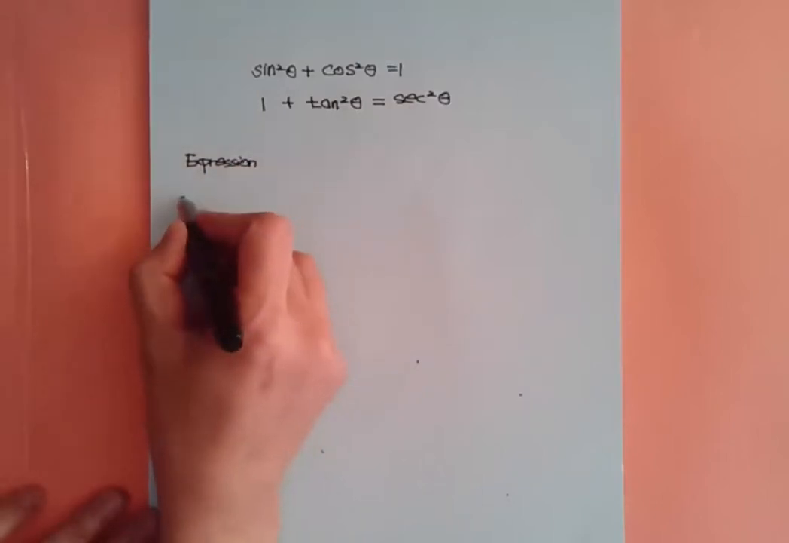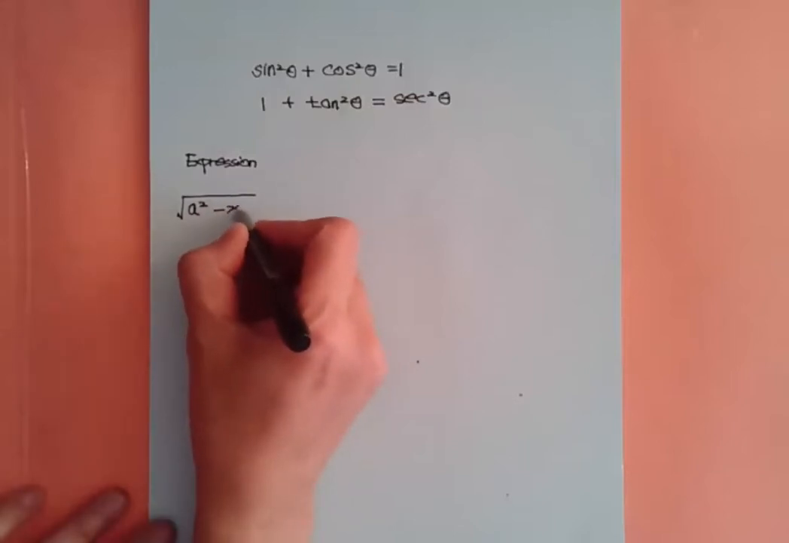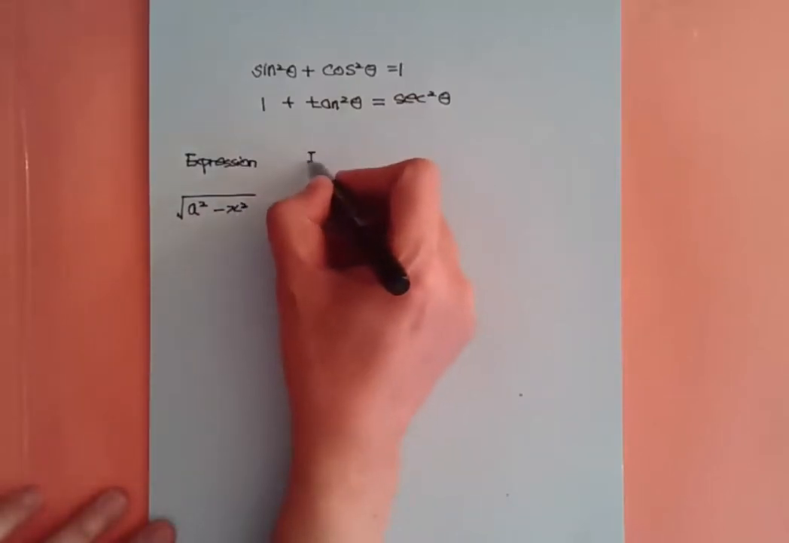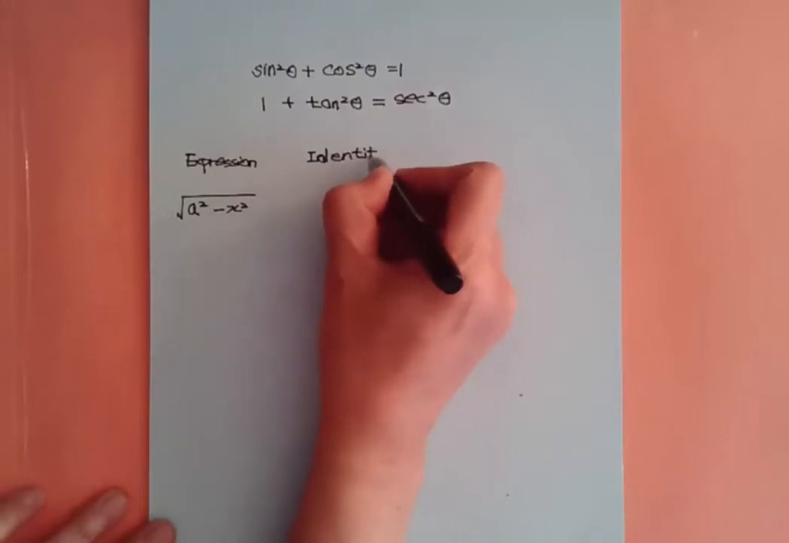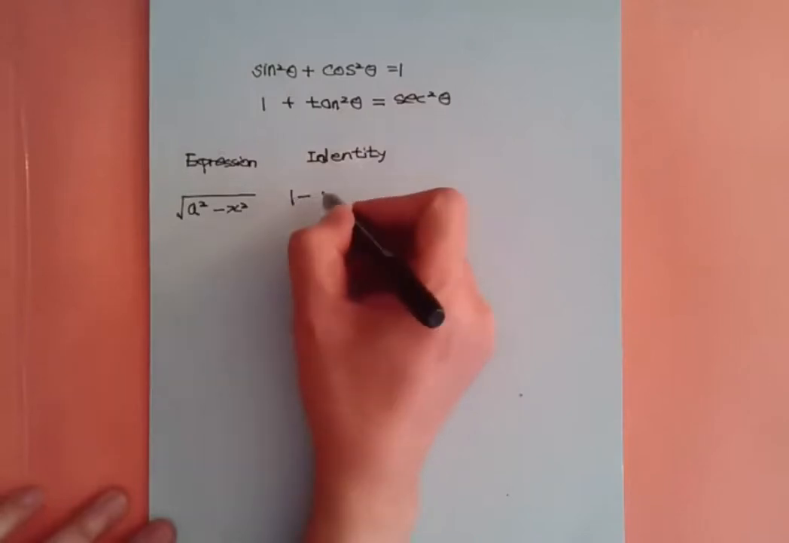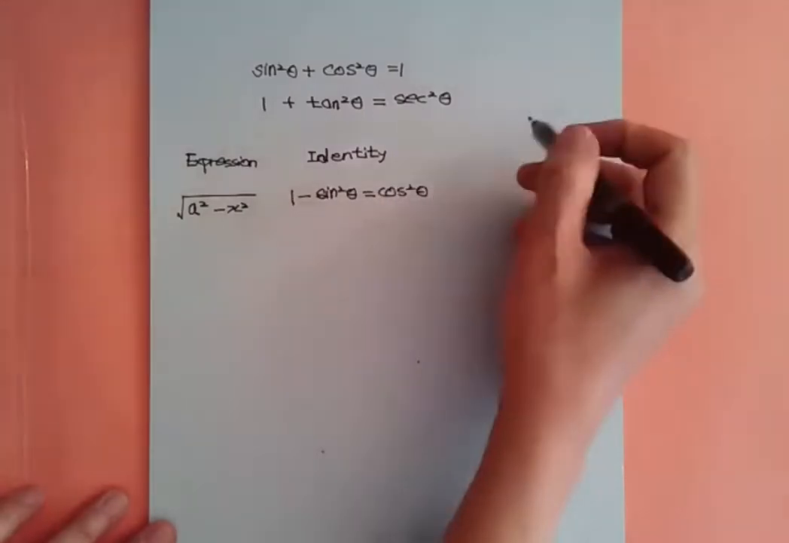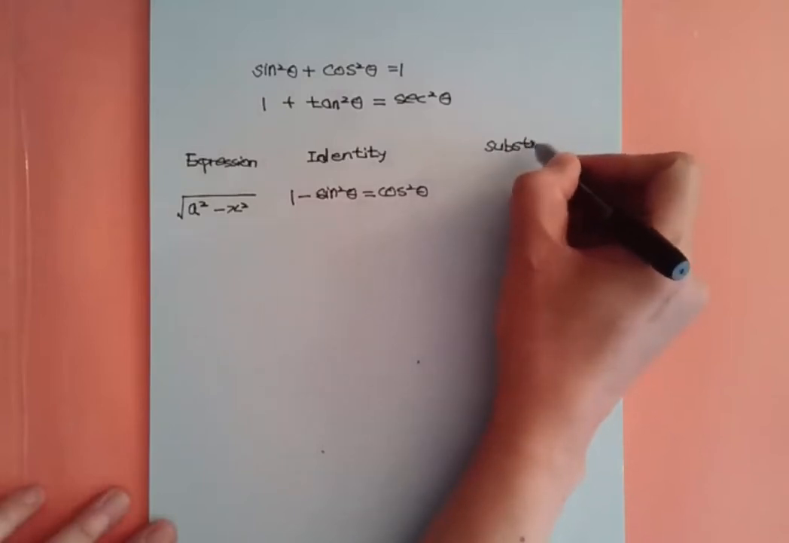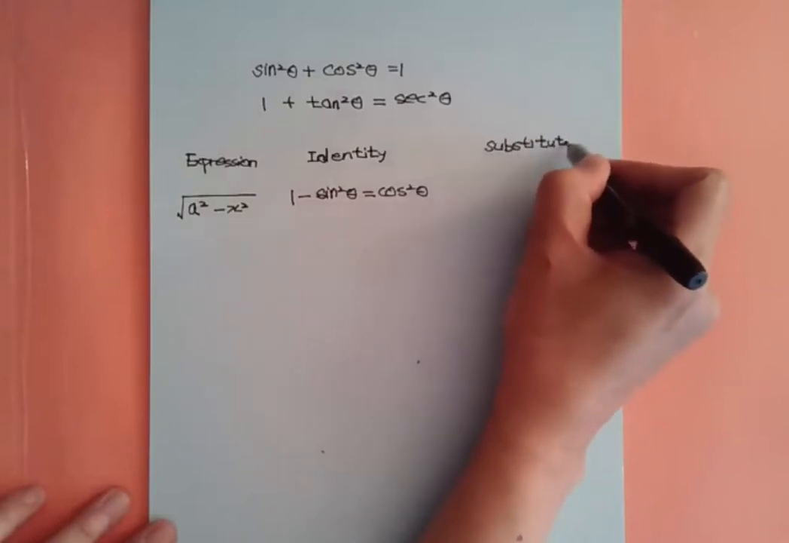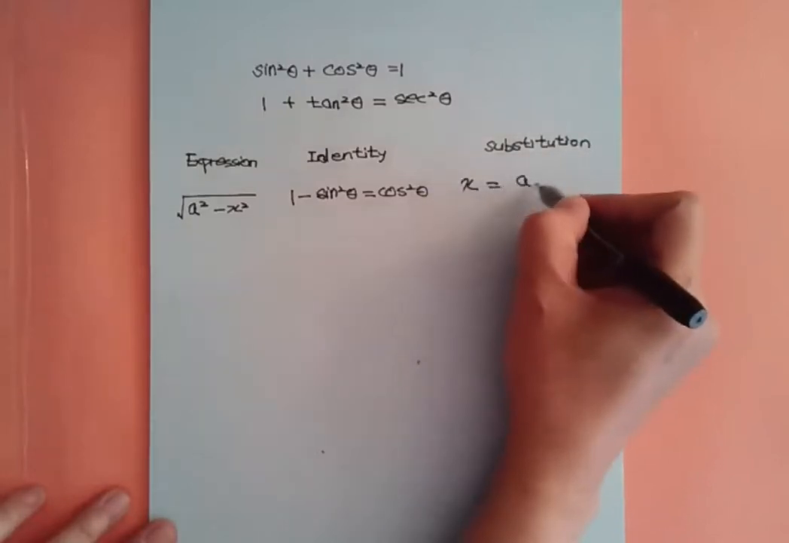If you see the expression square root of a squared minus x squared, then you'd think about the identity 1 minus sine squared of theta equals cosine squared of theta. So by thinking about this type of identity, the substitution will go as x equals a sine of theta.